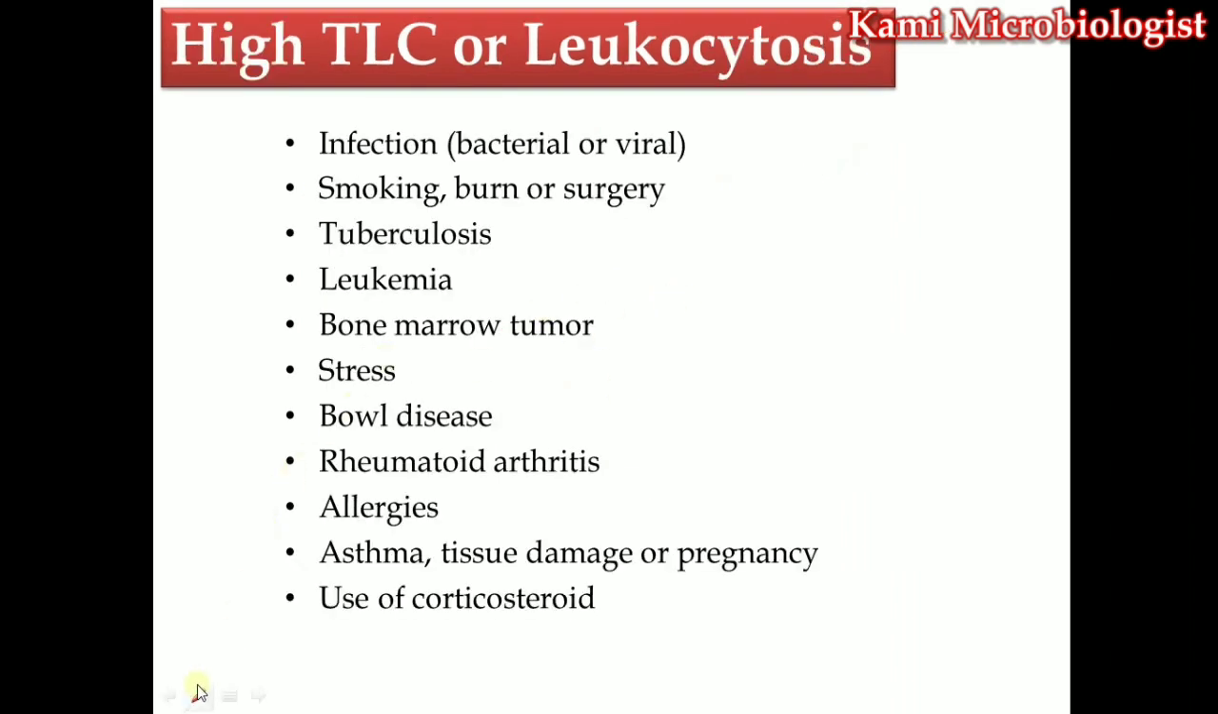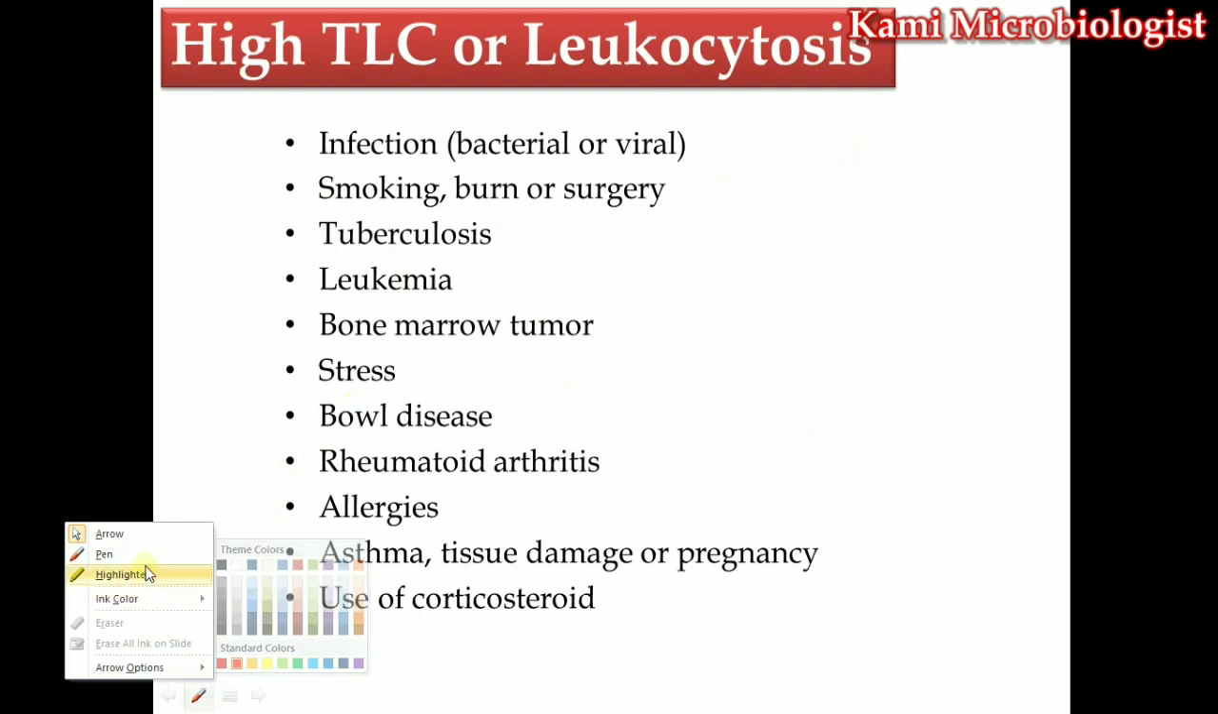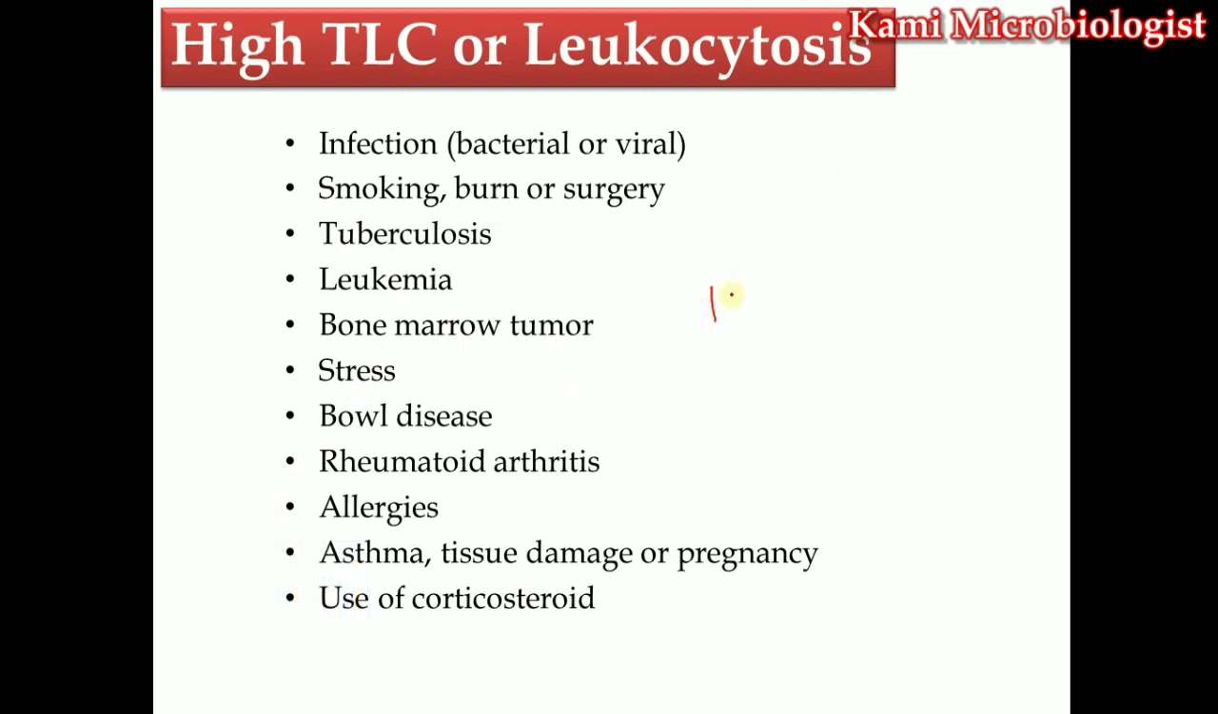Then in what condition does leukocytosis happen? Leukocytosis means when the white blood cell count is more than 10,000. This is called leukocytosis. Leukocytosis mostly occurs in case of infection, meaning bacterial and viral infection. So if there is a bacterial or viral infection, the white blood cells are in large number, because the white blood cell is actually destroying the bacteria and viruses. That's why it is increasing.